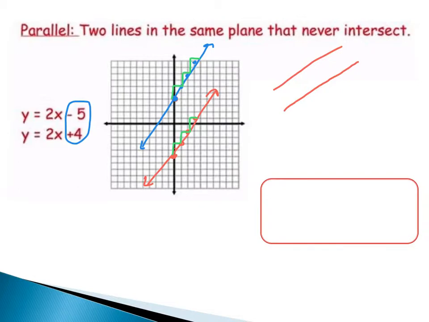So why are lines parallel? That's what we're going to write down now. So in this little box, why are lines parallel? Well, lines are parallel if and only if they have the same slope. Does the y-intercept make a difference? No. But the two lines will be considered parallel if they have the same slope. So that's the first thing you want to make sure you write down in the box. Parallel lines have the same slope.